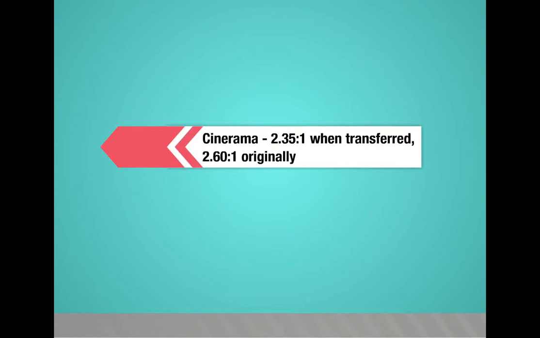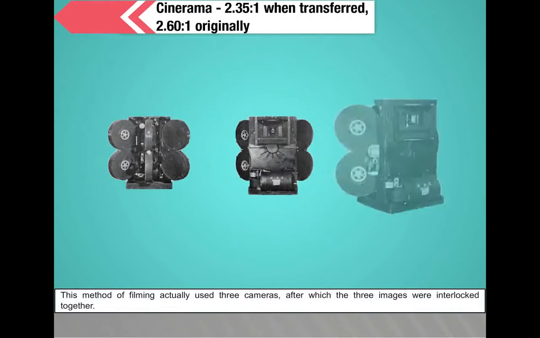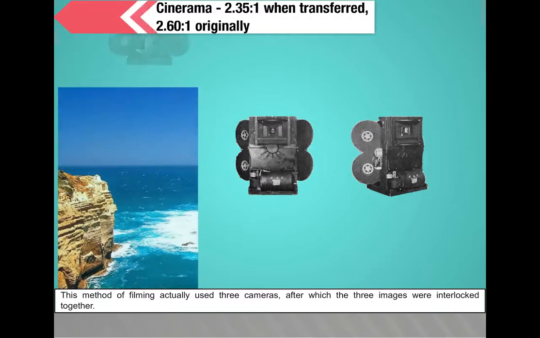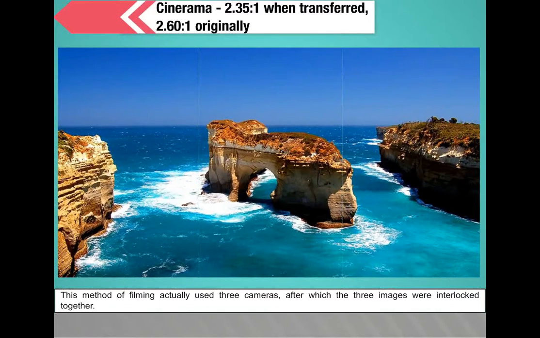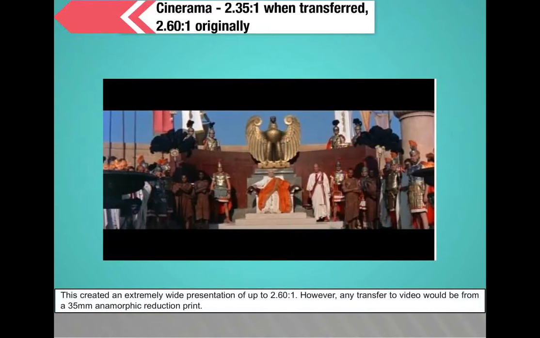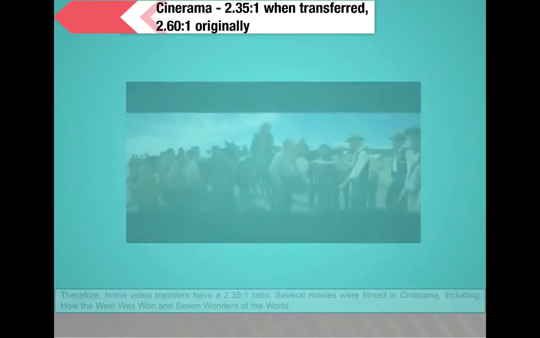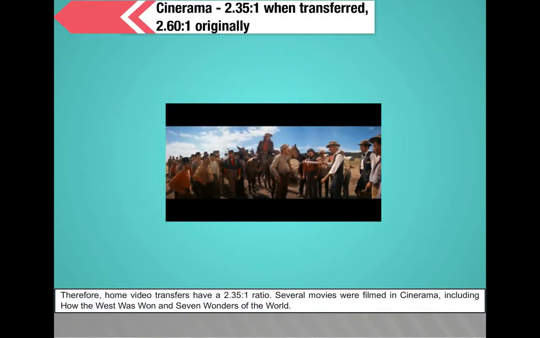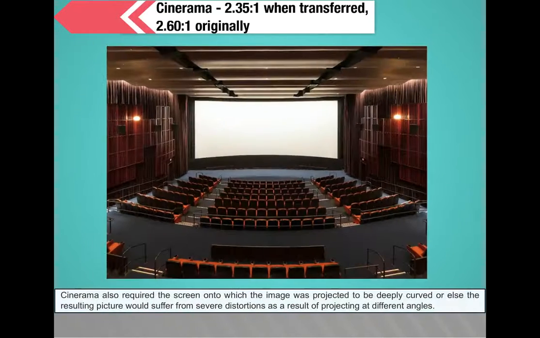Cinerama, 2.35:1 when transferred, 2.60:1 originally. This method of filming actually used 3 cameras, after which the 3 images were interlocked together. This created an extremely wide presentation of up to 2.60:1. However, any transfer to video would be from a 35 mm anamorphic reduction print. Therefore, home video transfers have a 2.35:1 ratio. Several movies were filmed in Cinerama, including How the West Was Won and 7 Wonders of the World.